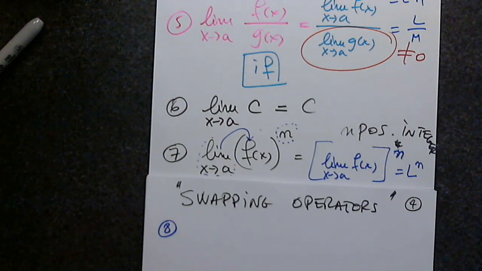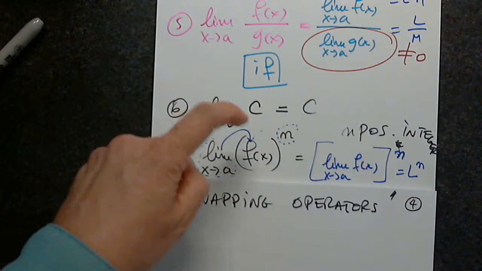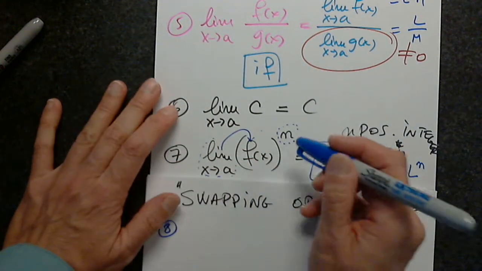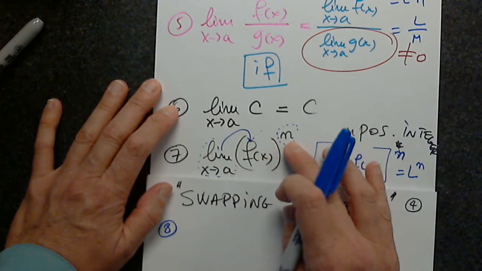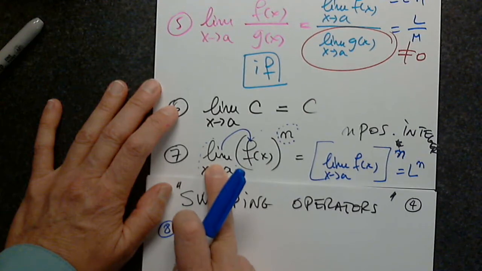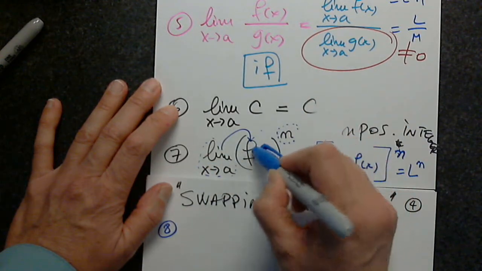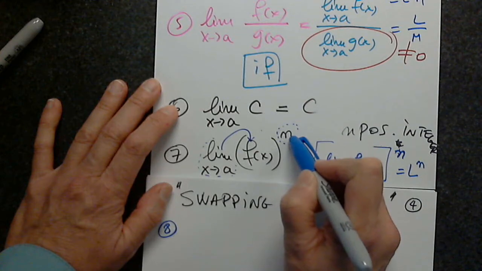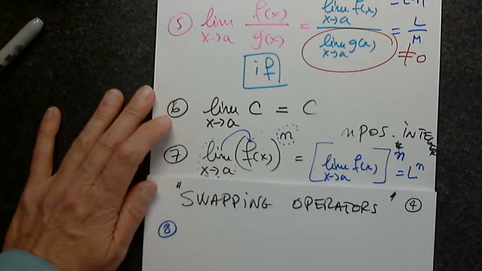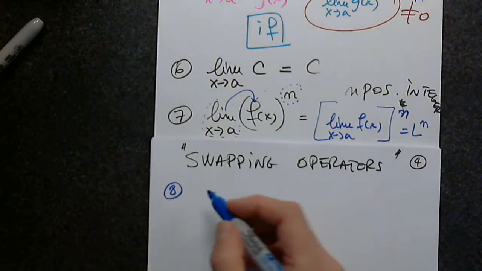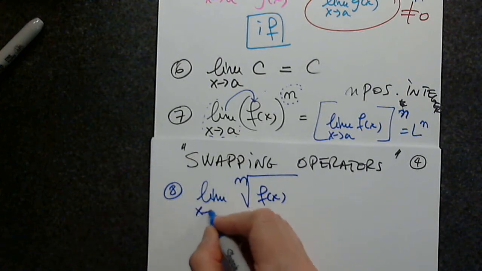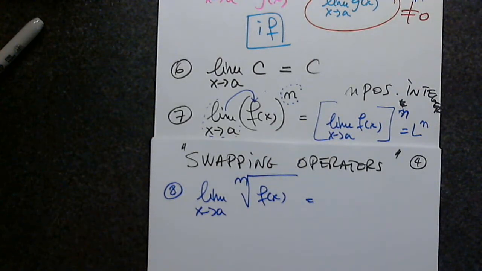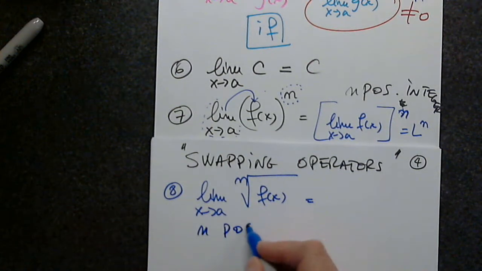We swap the operators. The operator that was outside went inside to the function. As you see, this operator is closer to the function than the limit is, because I have to perform this first and then the limit. But now I put the limit close to the function and n outside of the limit. We swapped the operators. So here's another example. The limit of the nth root of f of x. If everything is continuous here, we are going to swap the operators again, and of course n is a positive integer.